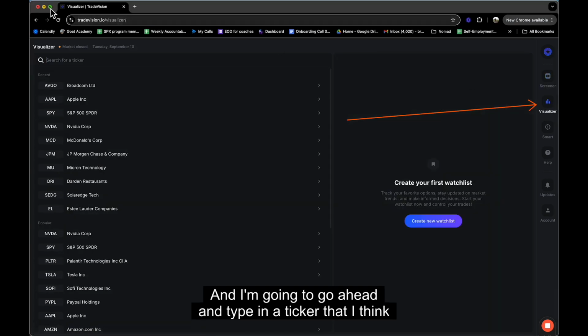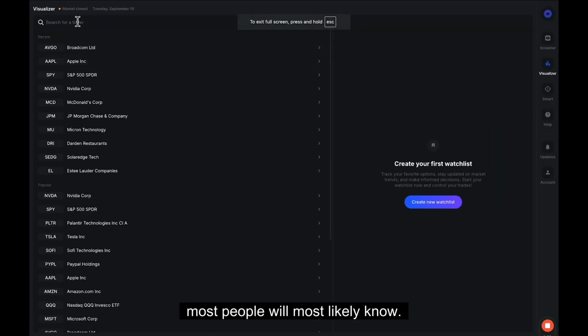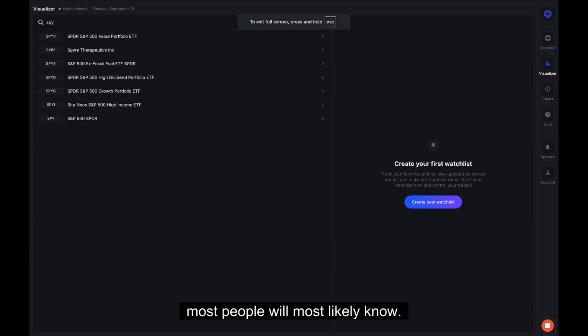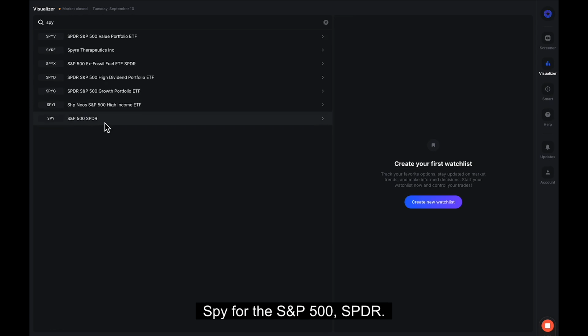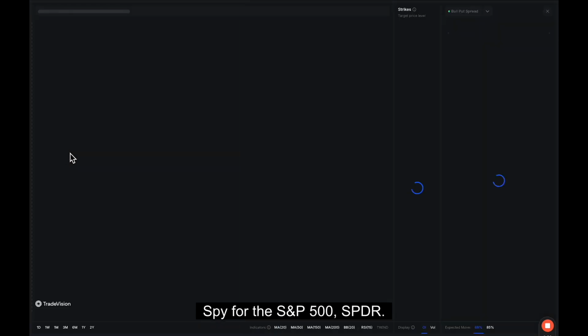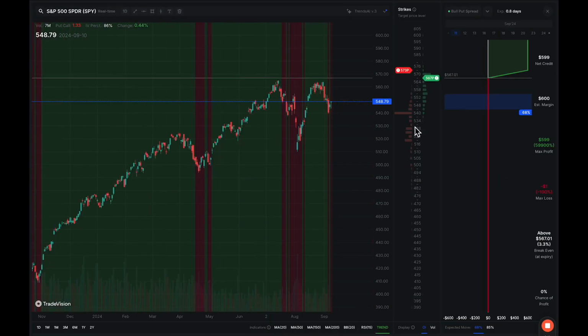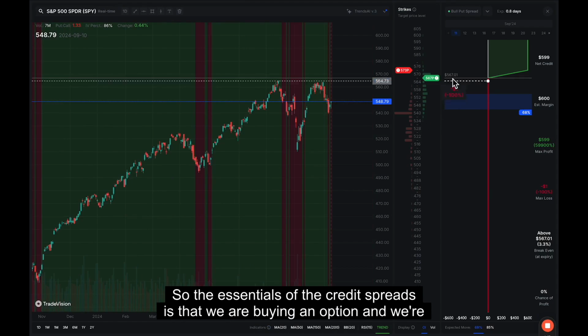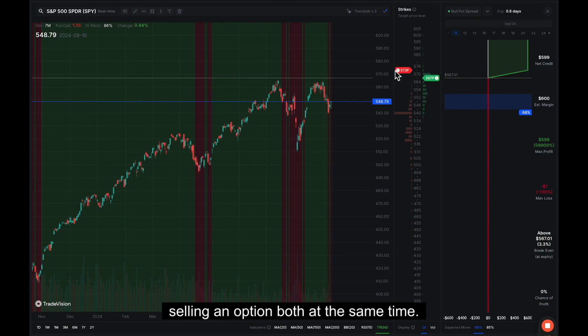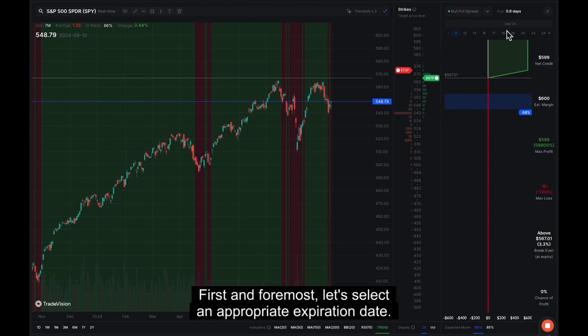And I'm going to go ahead and type in a ticker that I think most people will most likely know. SPY for the S&P 500, SPDR. Let's begin here. So the essentials of the credit spreads is that we are buying an option and we're selling an option both at the same time. First and foremost, let's select an appropriate expiration date.